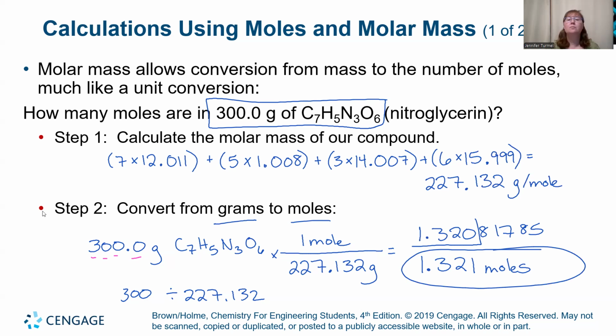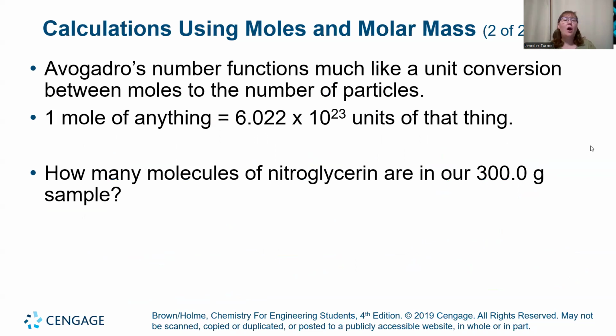So Avogadro's number functions like a unit conversion between moles and number of particles. So moles and atoms or moles and molecules. Okay, since 1 mole of anything equals 6.022 times 10 to the 23rd units of that thing.